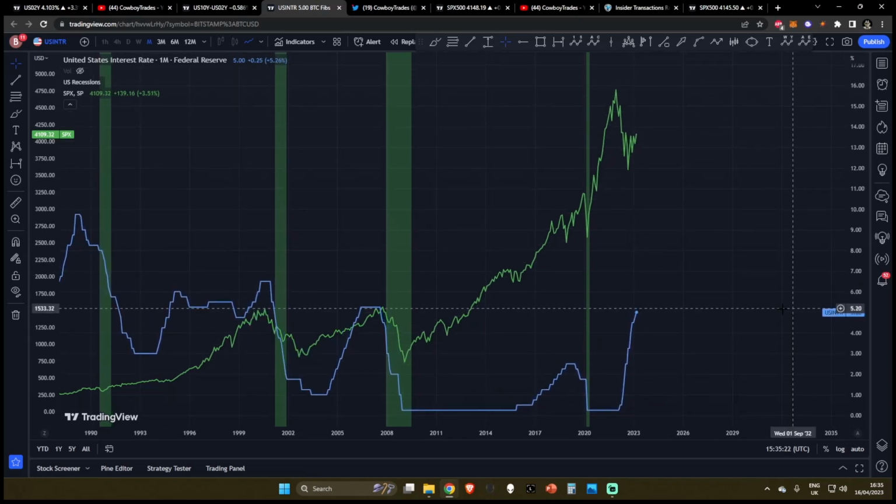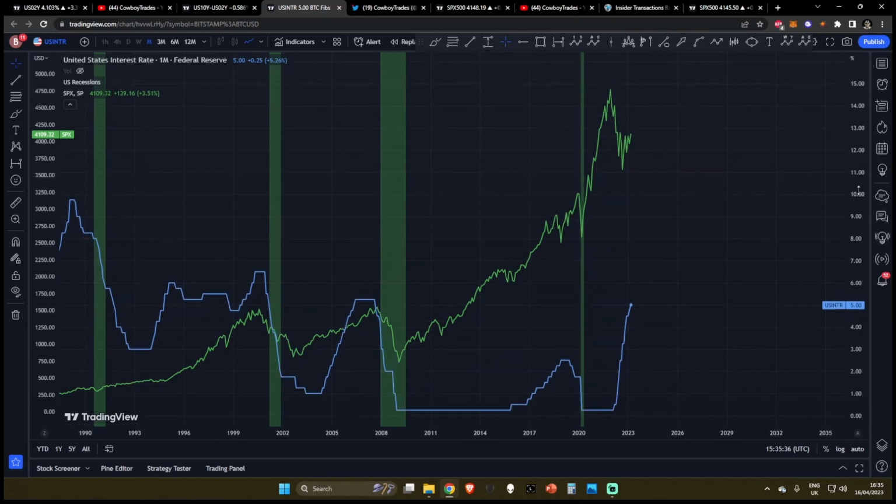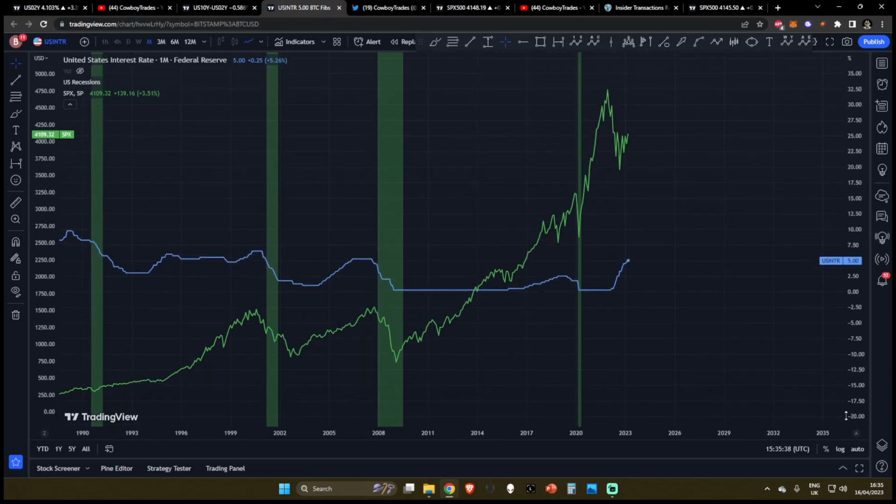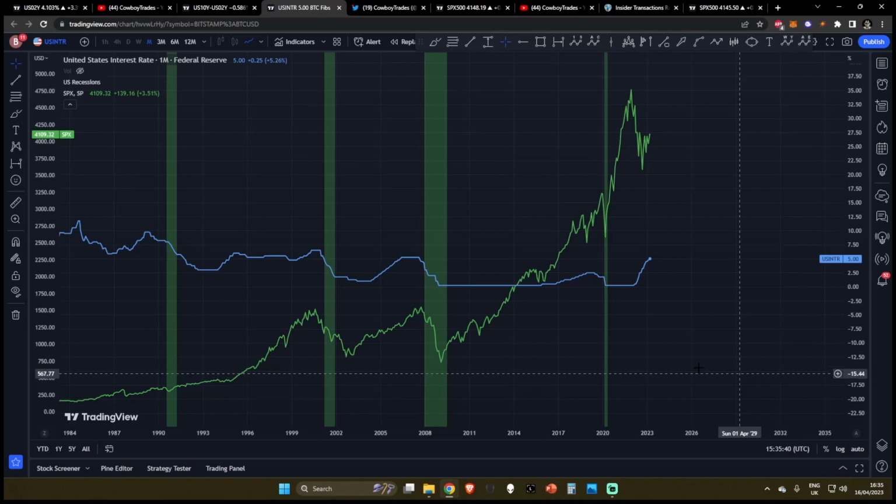Over here, you can see the top in the S&P 500 pretty much beautifully lined up with the top in the interest rates. We actually had a cut in the interest rates. The markets rallied for a month or so, and then they absolutely melted to the downside as the interest rates were cut further. And as the interest rates were cut, we had a recession. It's very beautiful to see.